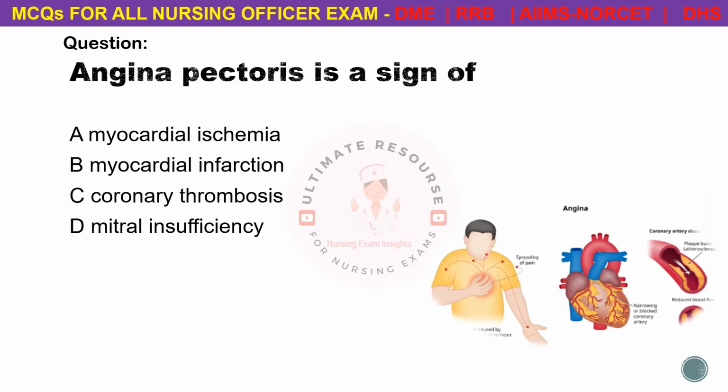Angina pectoris is a sign of. Options are A. Myocardial ischemia, B. Myocardial infarction, C. Coronary thrombosis, D. Mitral insufficiency. The answer is A. Myocardial ischemia.